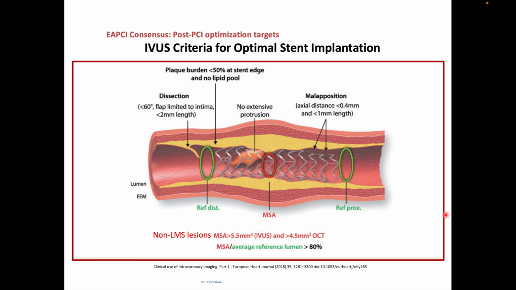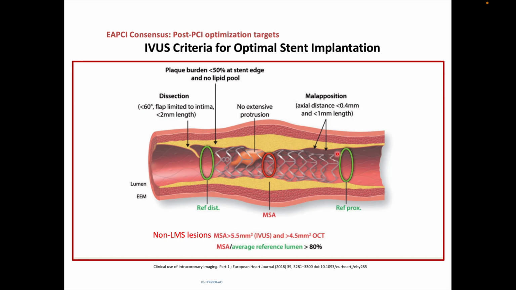If that happens, it's well expanded. Now, this is a very important slide. This is the EAPCI consensus for post PCI optimization targets. In other words, this is the IVUS criteria for optimal stent implantation. So, what is the criteria? If you look here, the stent where it starts and where it ends, the plaque burden should be less than 50% at the stent edge, and there should be no lipid pool. Then there should be no extension or protrusion of any plaque or material inside the stent.